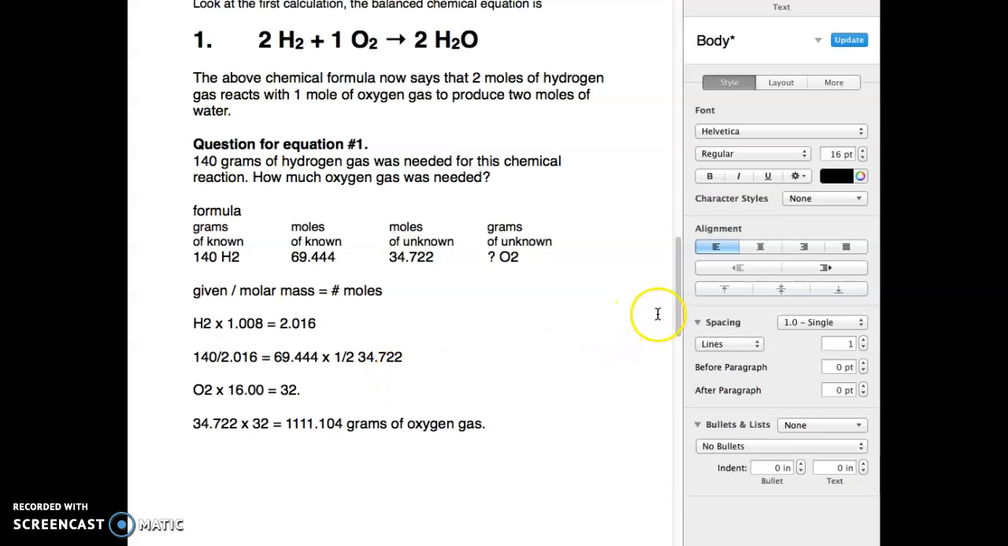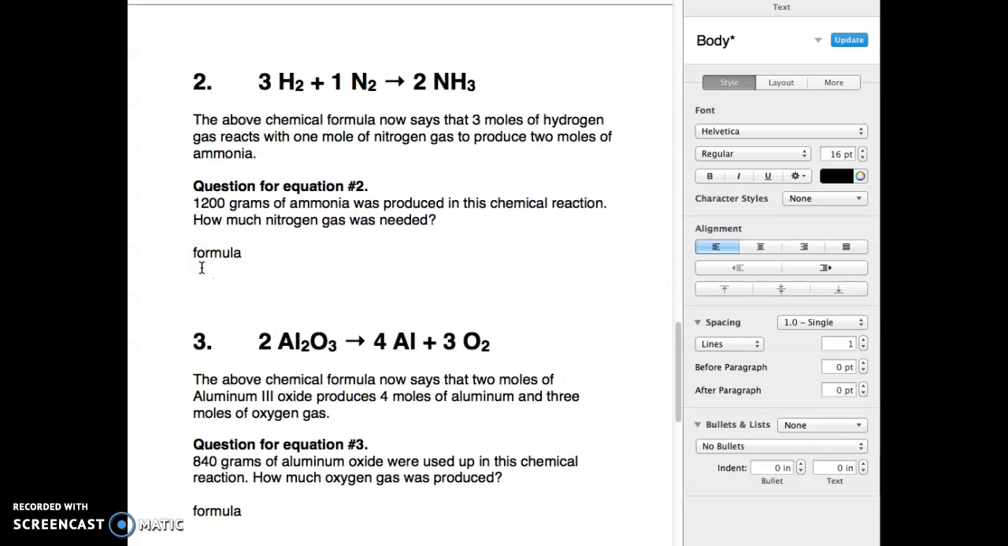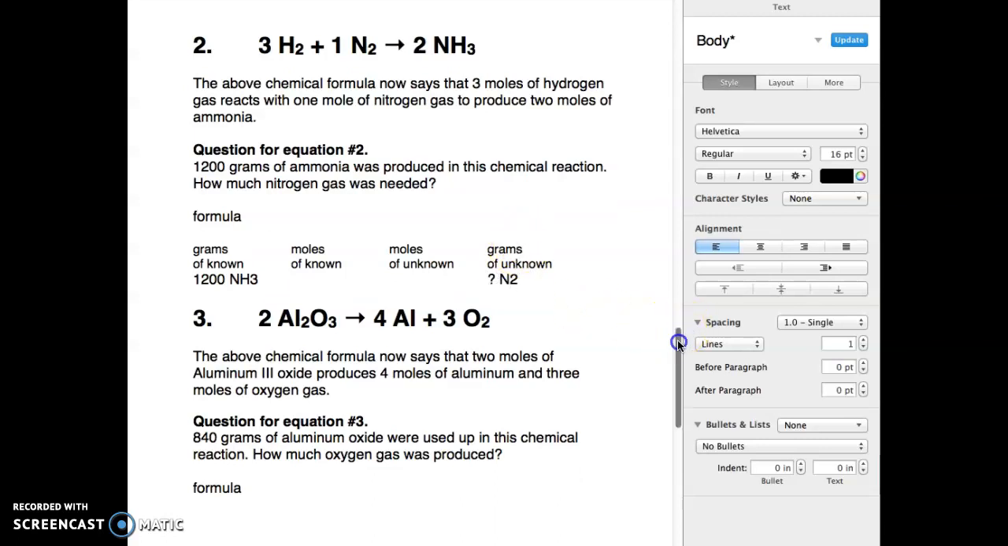Number 2. Once again, you have the synthesis formula to come up with ammonia. Once again, you take your formula. Let's see if it's still on in the thing here. Very good. So it talks about how much you have of what your known is. First of all, ammonia is your known this time: 1,200 grams of NH3, and your unknown is how much nitrogen gas. So you've got N2 over here as the unknown. Then you do the same process we did on the other one.